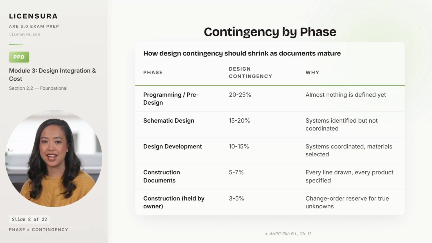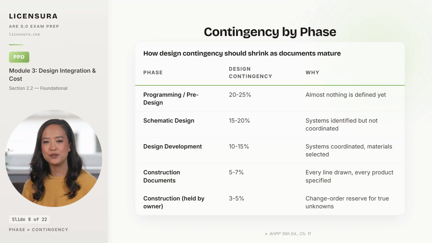Programming and pre-design carry a design contingency of 20 to 25% because almost nothing is defined yet and the unknowns are large. Schematic design drops to 15 to 20% because systems are identified, even if not yet coordinated. Design development drops further to 10 to 15% because systems are coordinated and materials are selected, and the architect now knows much more about what the building actually is.